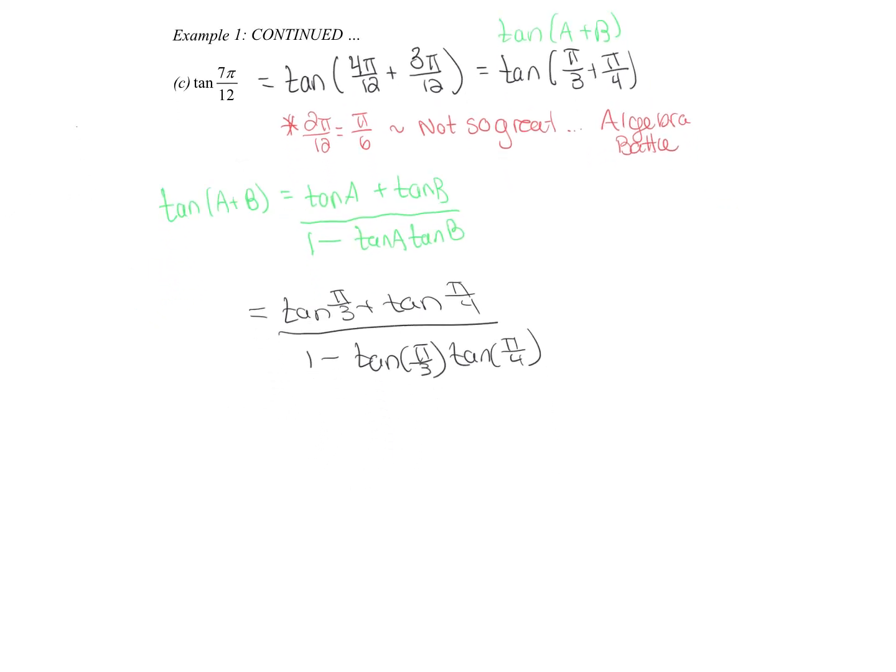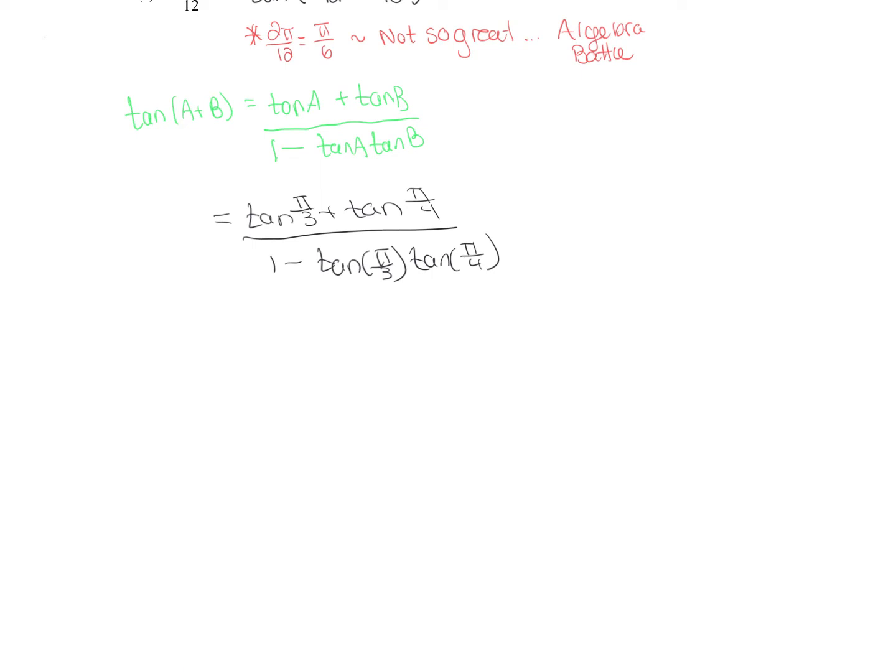So let me make all this a little bit smaller. Let's evaluate this. You can use your hand trick, but tangent at pi over 3 is root 3. Tangent of pi over 4 is a 1. 1 minus root 3 times 1. So this cleans up into root 3 plus 1 over 1 minus root 3. And that would be the answer, except for tangent, fractions, radicals.